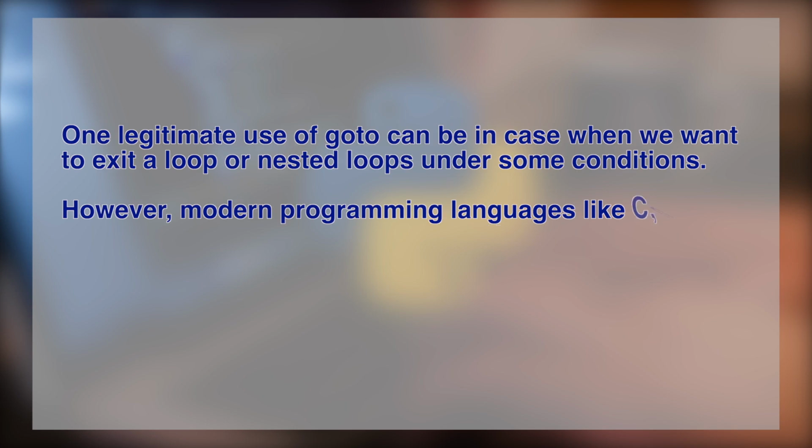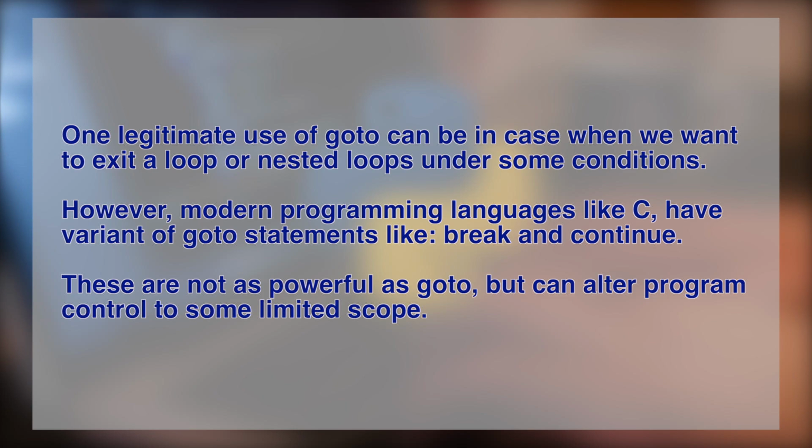It should be used sparingly where there are no other choices left. One legitimate use of go-to can be in the case when we want to exit a loop or nested loops under some condition. However, modern programming languages like C have variants of go-to statements like break and continue. These are not as powerful as go-to, but can alter program control to some limited scope. We will see a great deal of this as we move forward.